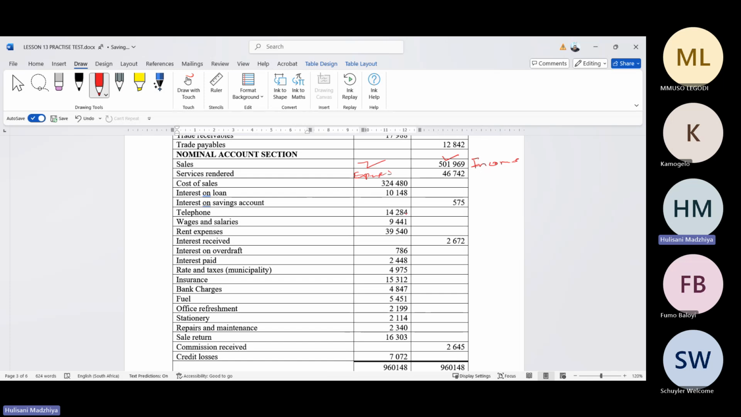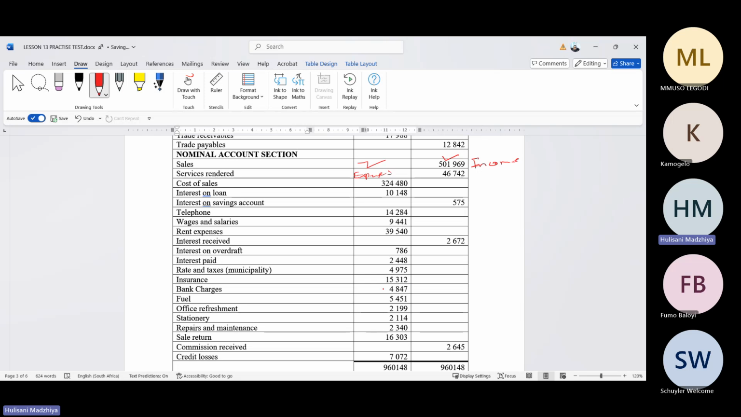Telephone, we include it under operating expense. Wages, we include it. Rent, we include it. Interest on overdraft, we exclude it because it's not part of business operation. Interest paid, we also do not include. Rates and taxes, we include. Insurance, we include. Bank charges, we include them because it's part of business transactions that we normally do, that we incur such charges. Fuel charges, we include them. Office refreshment, we include them. Stationery, we include them. Repair and maintenance, we include them. And sales return, we include. So no sales return will be left out.